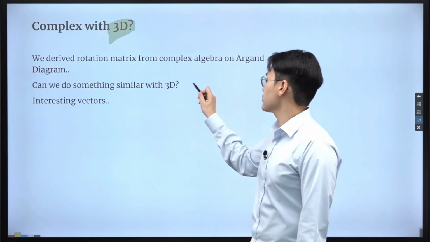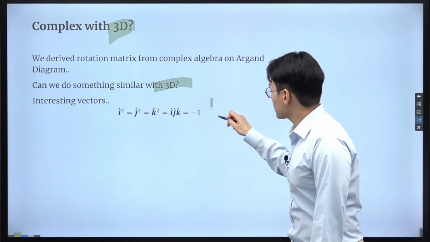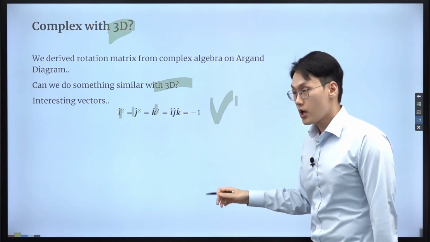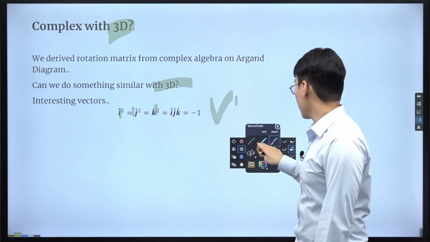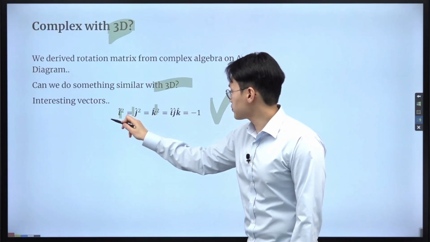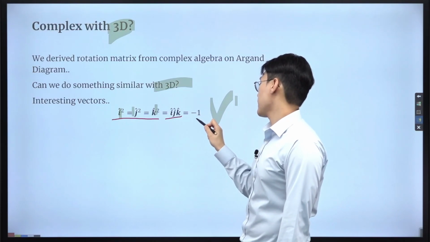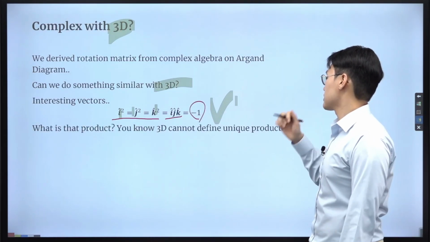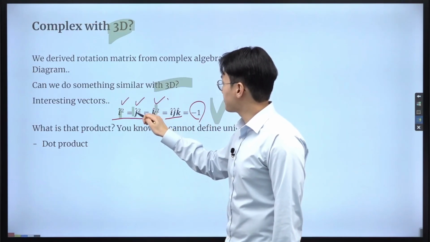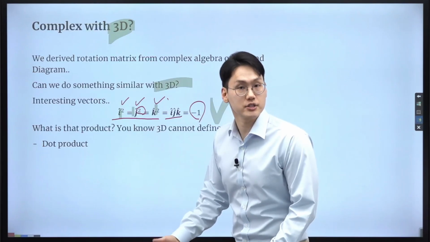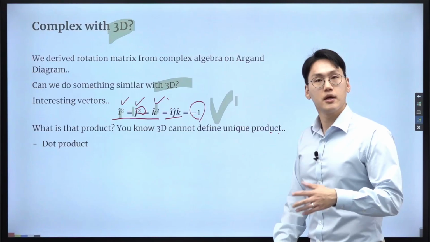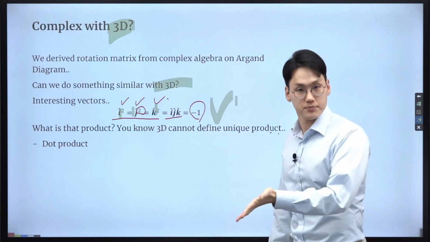Okay, so can we do something similar with the 3D? Interesting vector. This is something called the quaternion vectors, where i, j, k are vectors, but they're square. I don't know what square that is going to be because I don't know what multiplication we're going to use, right? And if the ijk product with the vectors becomes -1, that is called the quaternion. Okay. But here, the question is what product is it, what multiplication is it? Because in 3D, the multiplication is not uniquely determined because we learn namely dot product and cross product in the syllabus, right?